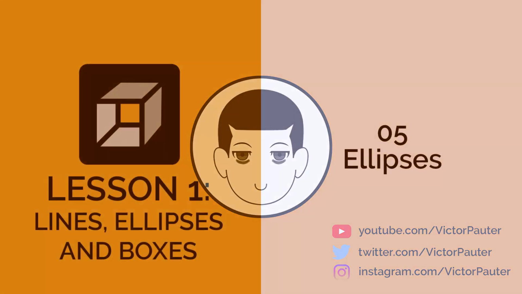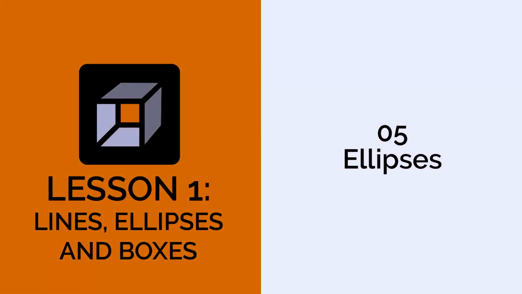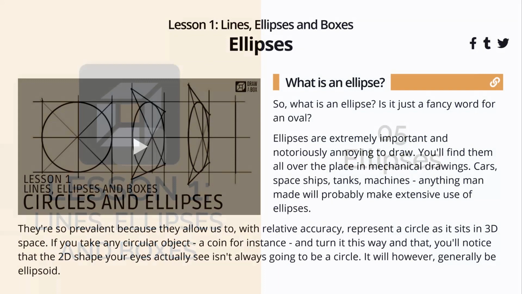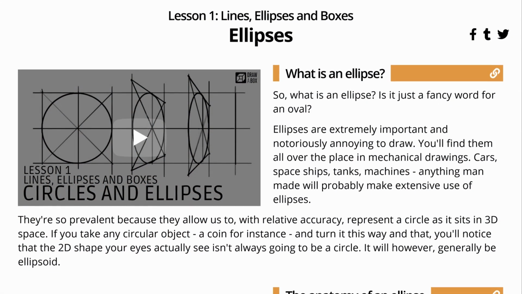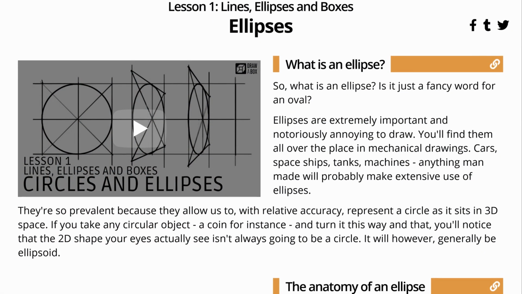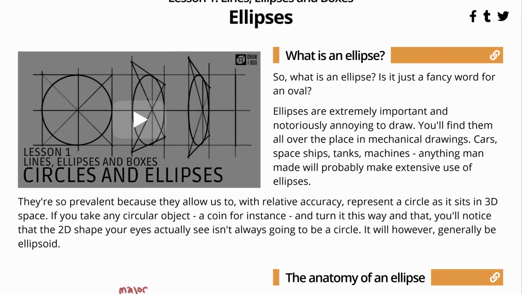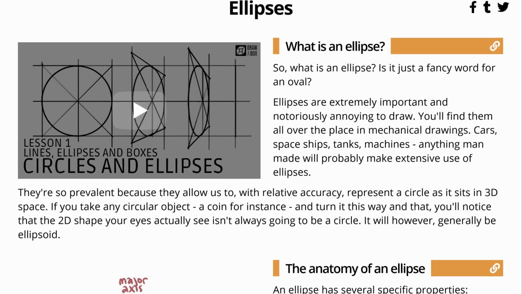And now, Drawabox Lesson 1. Lines, Ellipses, and Boxes. Ellipses. What is an ellipse? Is it just a fancy word for an oval?